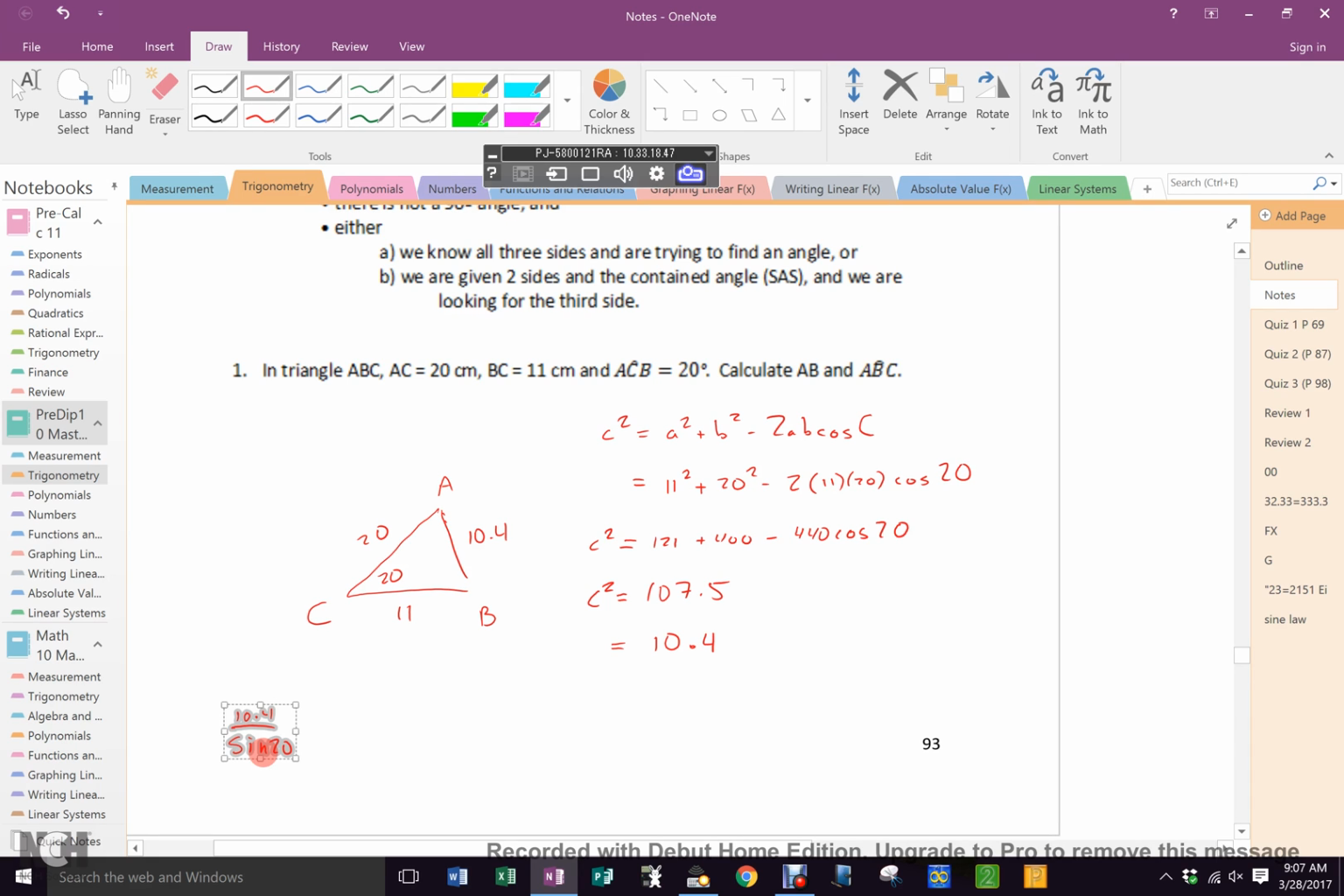Because you already know how to do sine law, yes? I want to practice cosine law as much as I can. So put a little star by that because you got to finish it. Cool? Everybody good?